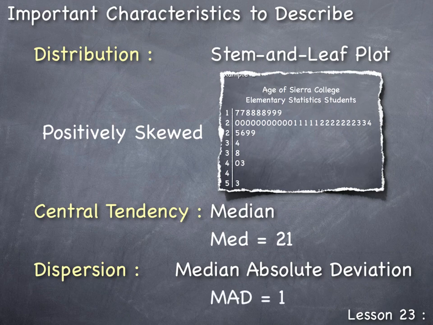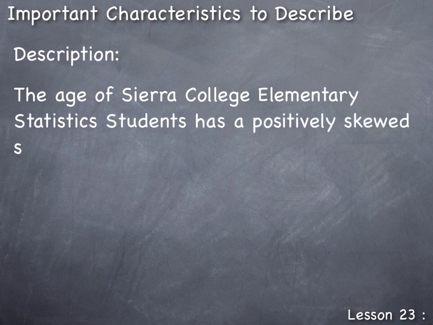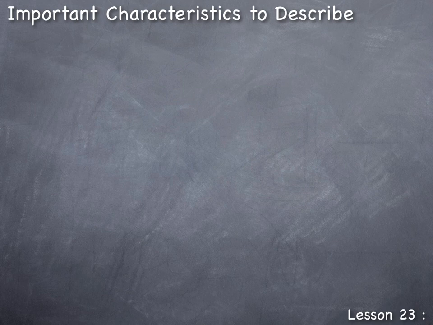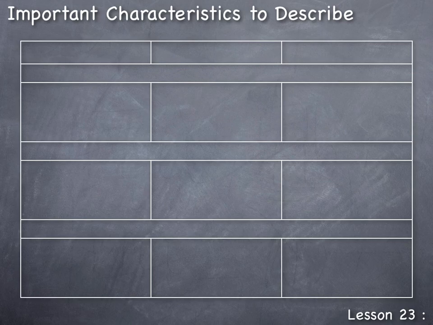Putting in words of the problem each of these results, we can get the overall description. The age of Sierra College elementary statistics students has a positively skewed shape distribution with a median age of 21 years and a median absolute deviation of 1 year. So, in order to summarize, there are 3 important characteristics to describe: the distribution, or overall pattern or shape of the data, the central tendency, or the center or average of the data, and the dispersion, or the variation and spread of the data.